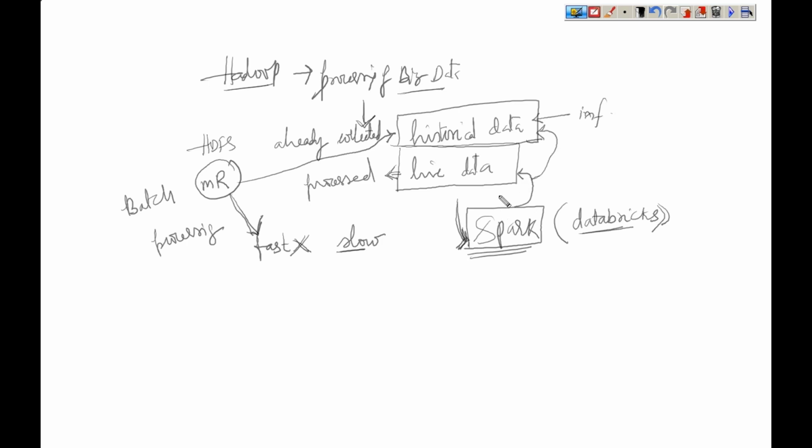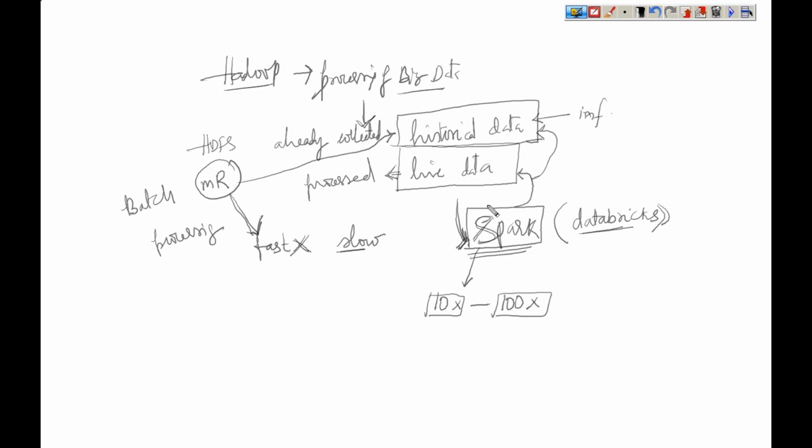The thing is, Spark is very fast. How much faster? Spark is minimum 10 times to maximum 100 times faster than MapReduce. It can process historical data as well as live data; it is very good at processing both. That is why the industry is moving to Spark instead of MapReduce.